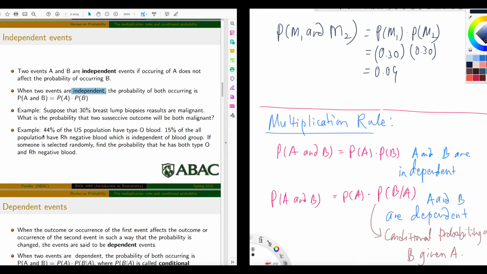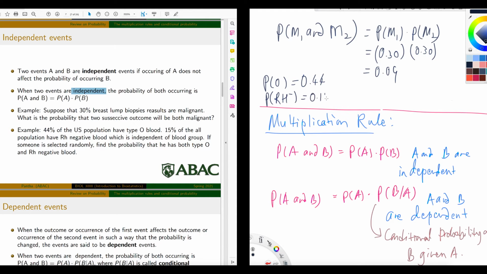Let us see another example. 44% of the US population has blood type O, and 15% of the population is Rh negative, which is independent of blood group. It is saying that whatever blood group type you pick, 15% are Rh negative. So what is the probability of O? It is 44%, 0.44. What is the probability of Rh negative?